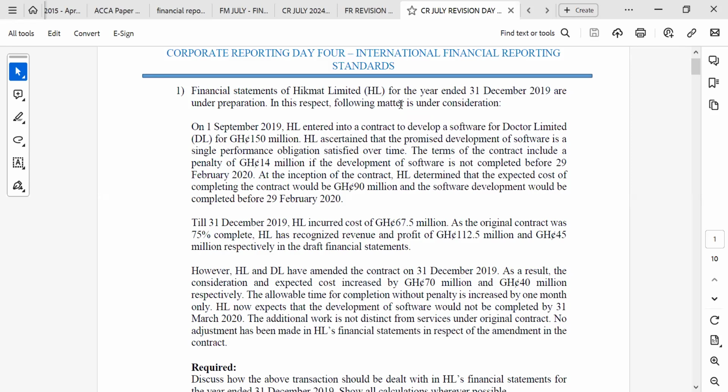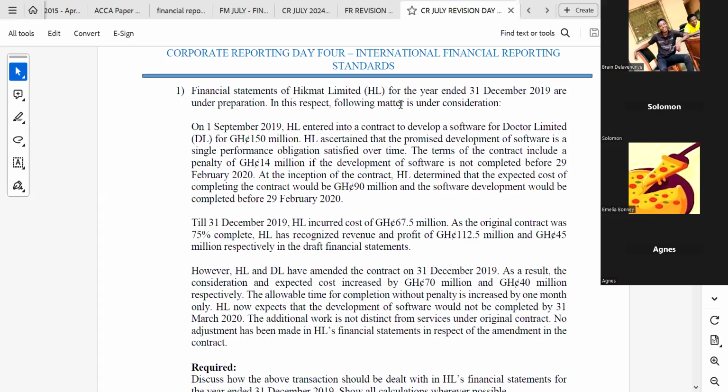Okay. Question 1. Financial statements of Hikmat Limited, HL, for the year ended 31st December 2019 are under preparation. In this respect, the following matter is under consideration. On 1st September 2019, HL entered into a contract to develop a software for Doctor Limited for 150 million Ghana cedis.